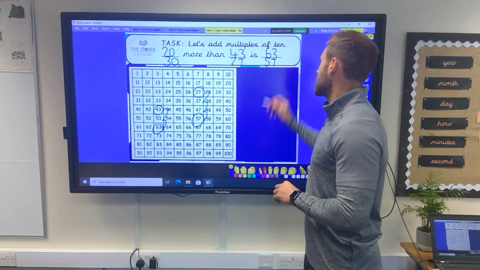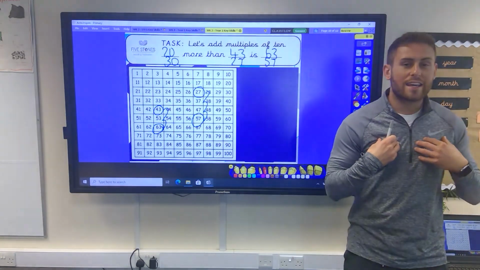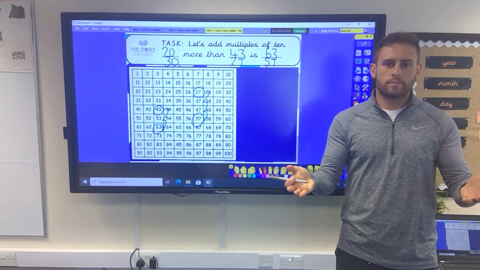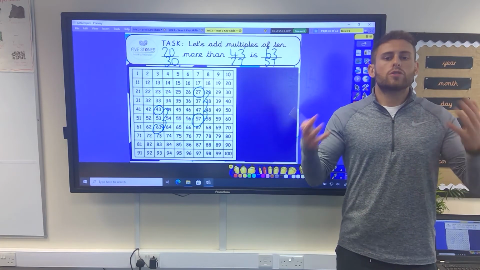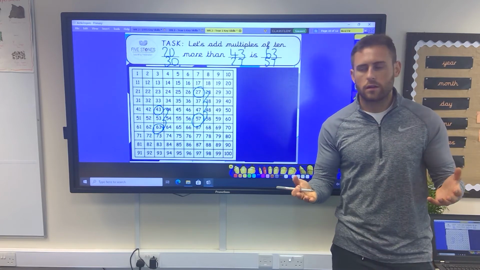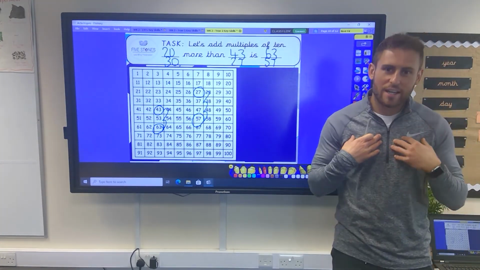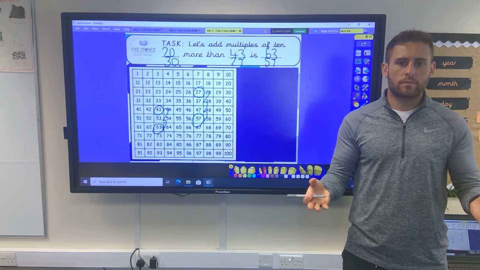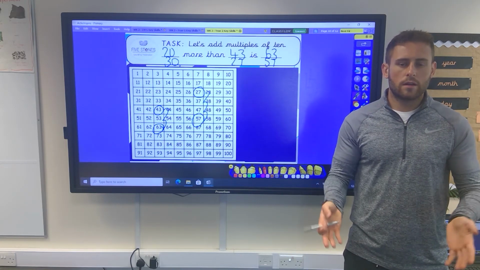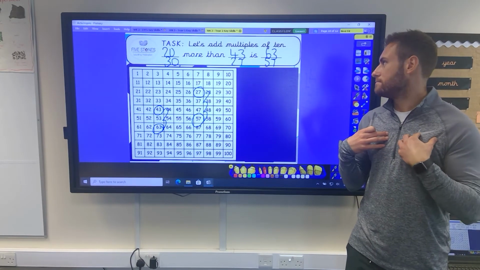So let's say those sentences together. 20 more than 43 is 63. 30 more than 27 is 57. 20 more than 37 is 57.